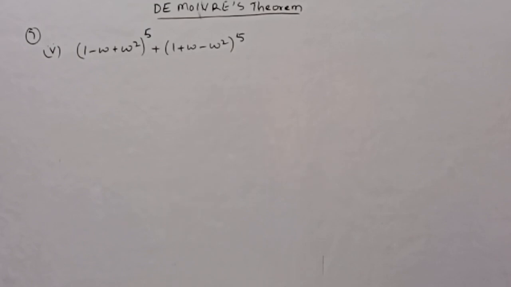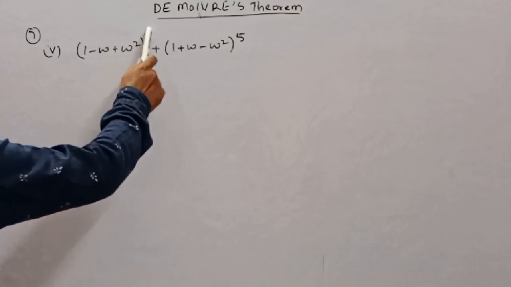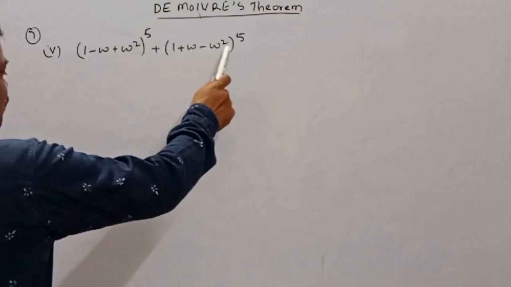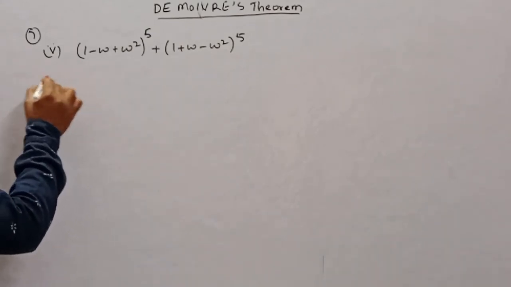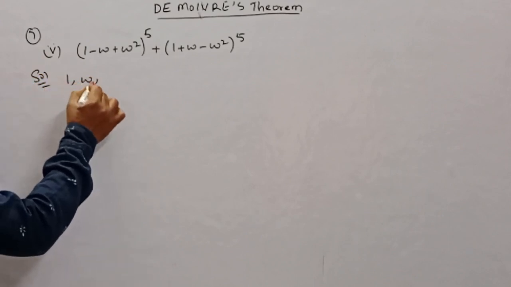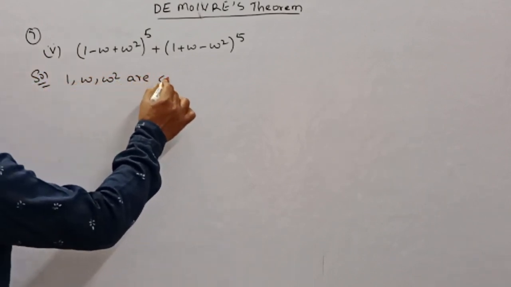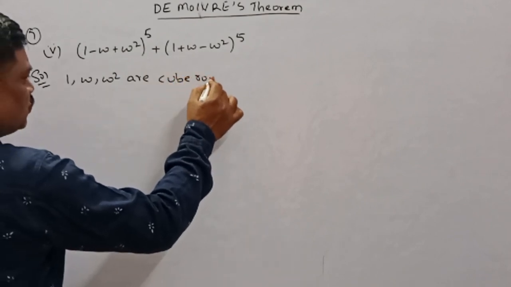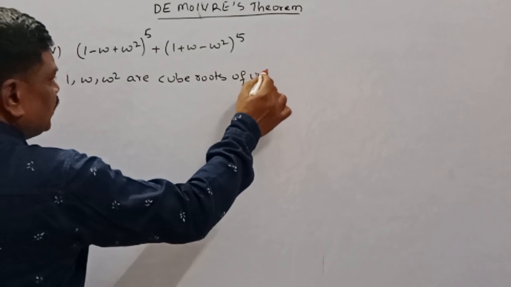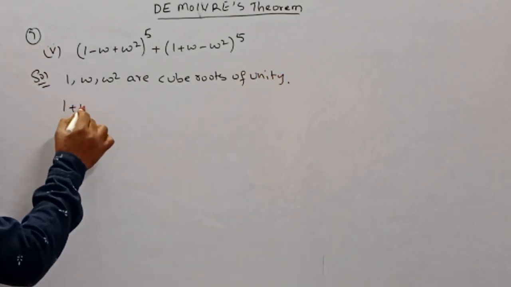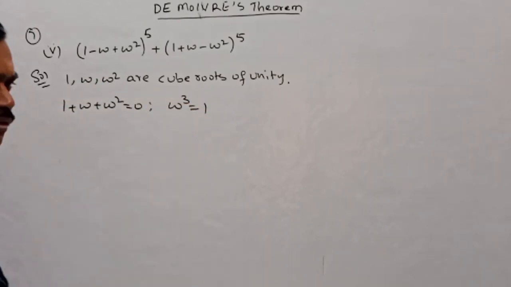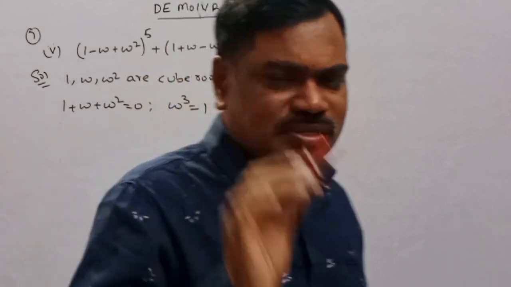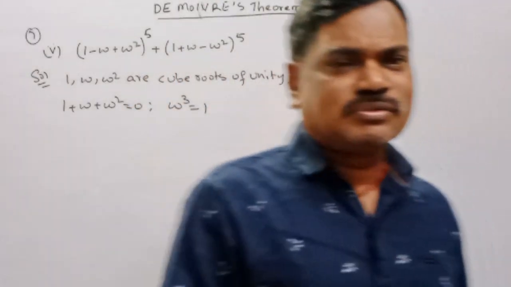We have one more problem from De Moivre's theorem. We have to find the value of (1 minus omega plus omega square) whole power 5 plus (1 plus omega minus omega square) whole power 5. So here 1, omega, omega square are cube roots of unity. Then 1 plus omega plus omega square is equal to 0, and omega cube is equal to 1.